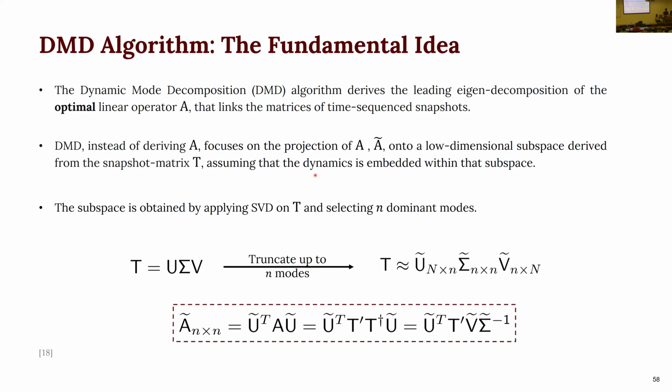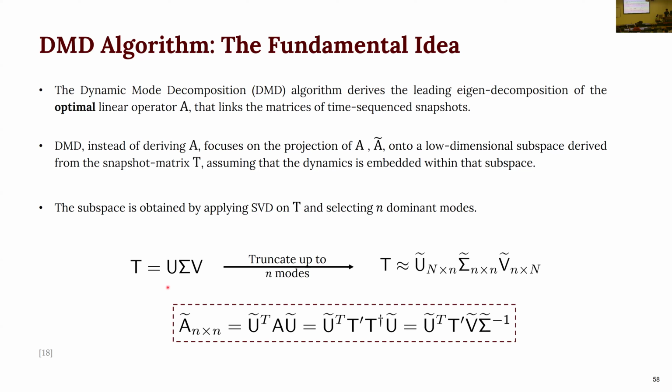In the previous few slides, I was talking about how you have the data set and you can derive a reduced subspace because the dynamics is embedded in that subspace. So instead of deriving A in the full order space, let's focus on a reduced representation of A in that subspace. That's the basic idea.